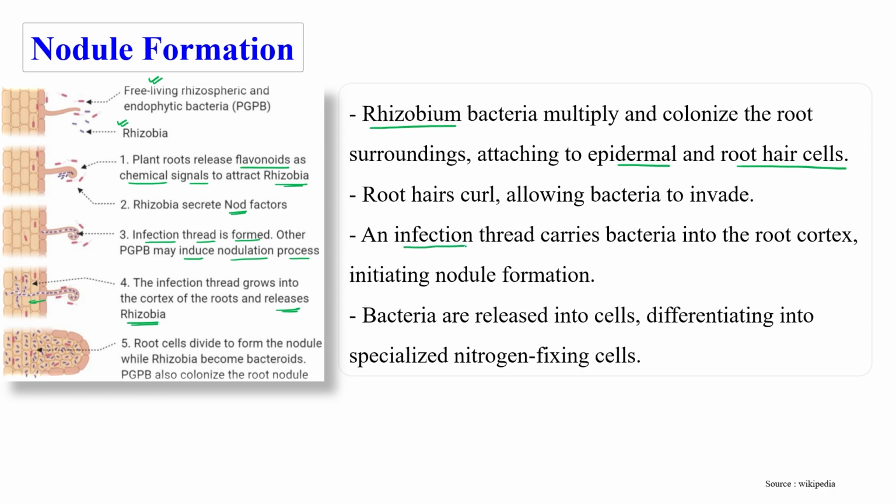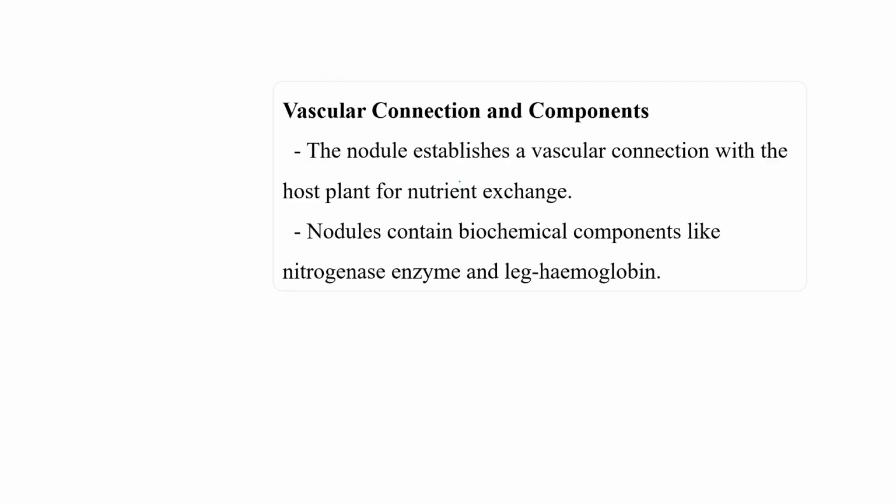Then an infection thread carries bacteria into the root cortex. This is the cortex part, right? The infection thread carries bacteria into the root cortex, initiating nodule formation, and then bacteria are released into the cell. These bacteria are released into the cell and differentiate into specialized nitrogen fixing cells. This is how nodules form, right?